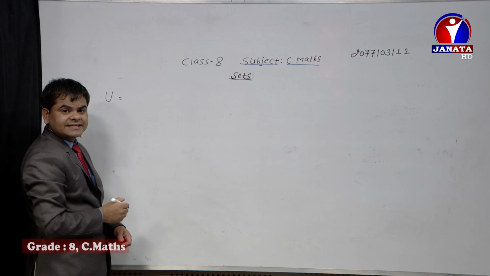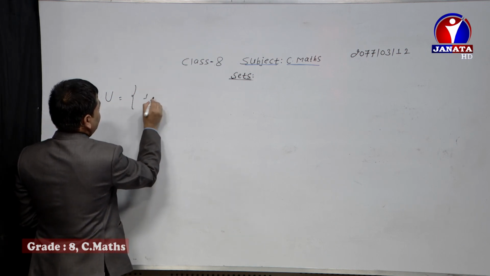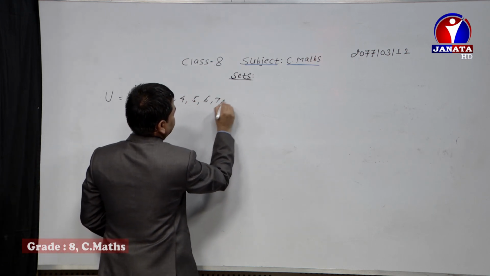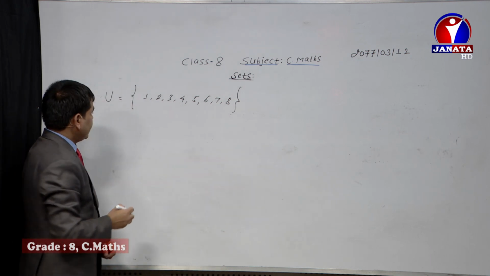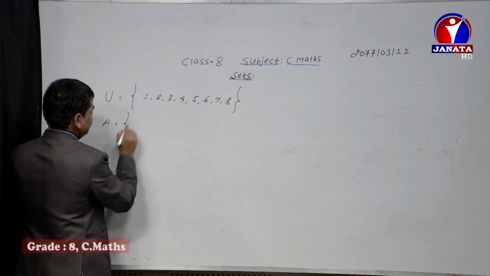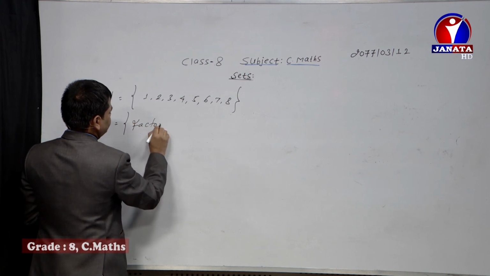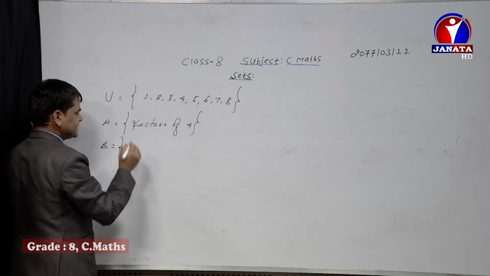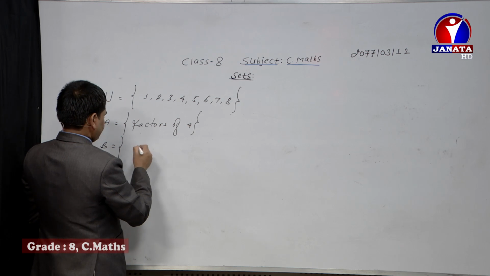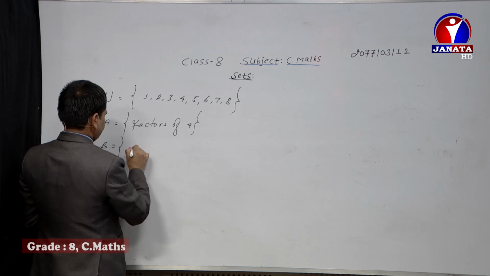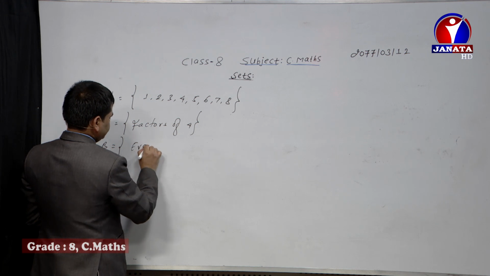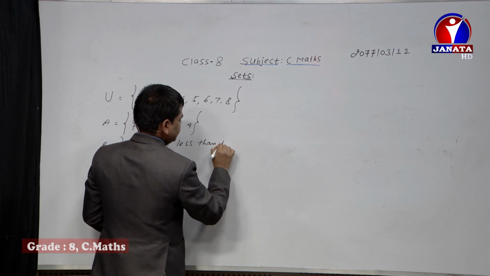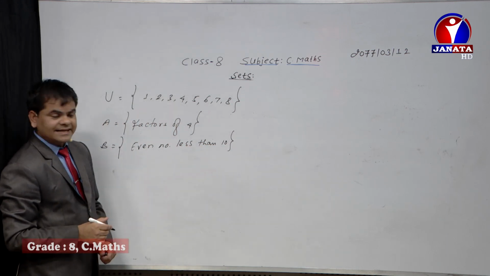For example, the universal set is given as 1, 2, 3, 4, 5, 6, 7, 8, up to 8. And then set A contains the elements as factors of 4, and set B contains the elements as even numbers less than 10. Even numbers less than 10.